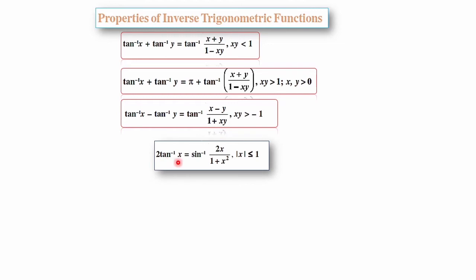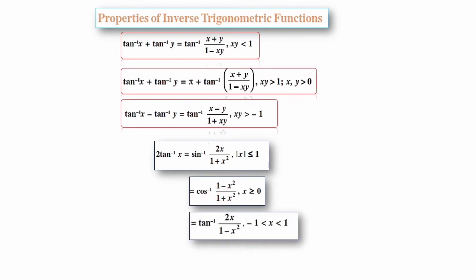And for 2 tan inverse x we have the formulas sin inverse of 2x by (1 plus x square), next, cos inverse of (1 minus x square) by (1 plus x square), then tan inverse of 2x by (1 minus x square).